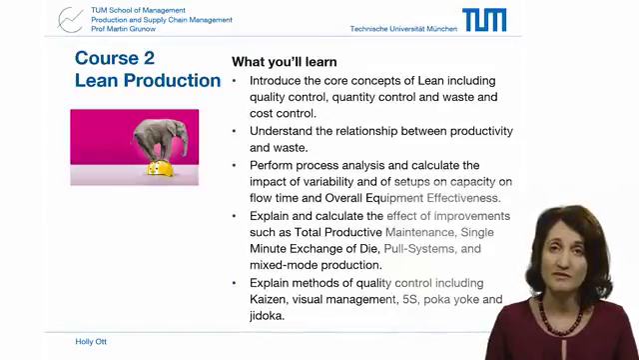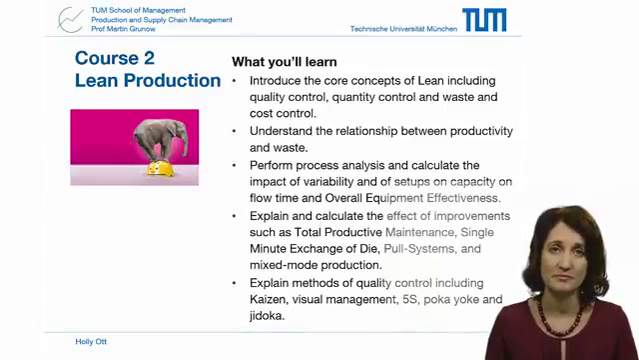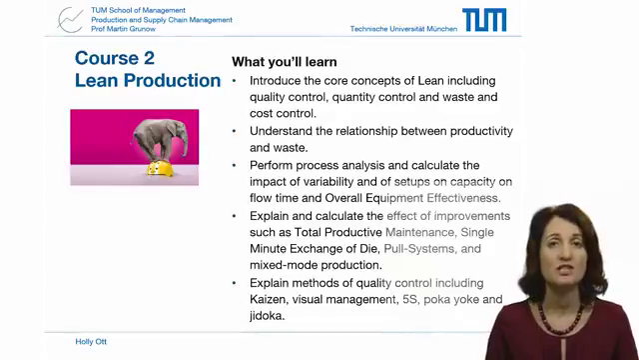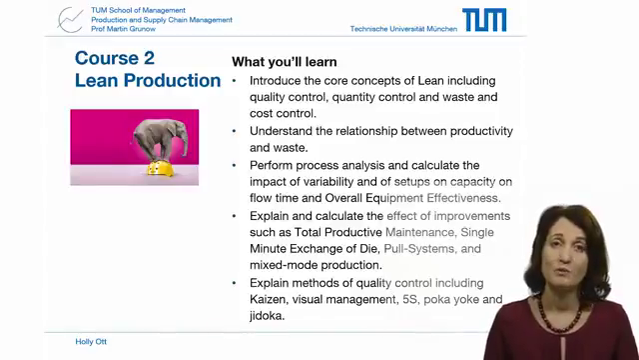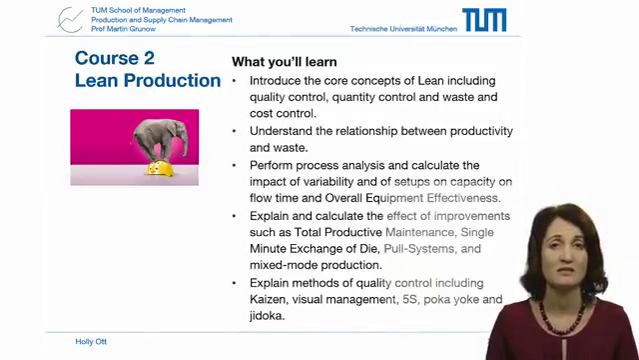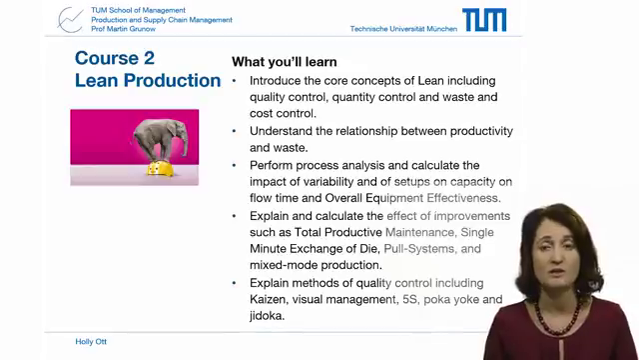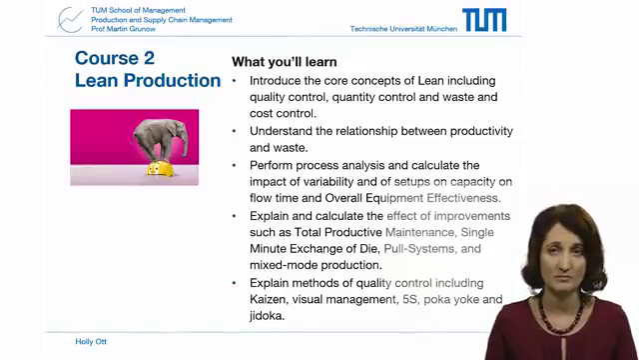We learn how our process is affected by setup times when we try to introduce flexibility, and we calculate the overall equipment effectiveness to measure system losses. We then look at improvements, including total productive maintenance, single-minute exchange of die and pull systems, including just-in-time manufacturing using Kanbans and mixed-mode production. We look at methods of quality control, including the critical concept of Kaizen, the Japanese practice of continuous improvement, and other methods to eliminate waste, including visual management, 5S, Poka-yoke, and Jidoka, to increase the quality of our production.